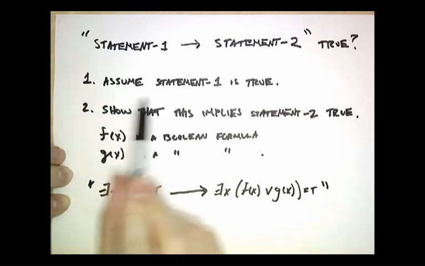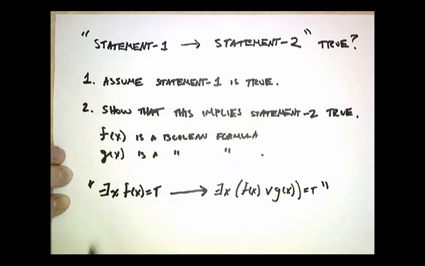Well, step one, we get to assume that statement one is true. So if I assume that this left-hand side is true, it means I know that there exists an x such that f(x) is true, i.e., f is satisfiable. Does this imply that there exists an x such that f(x) or g(x) is true? Yes, whatever x made f(x) true is also going to make f(x) or g(x) true, because it's an or.